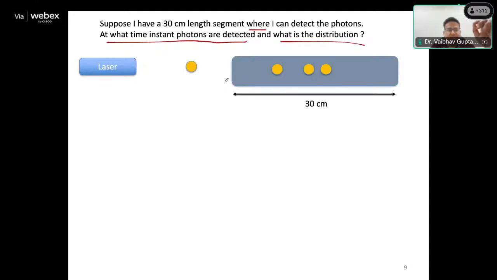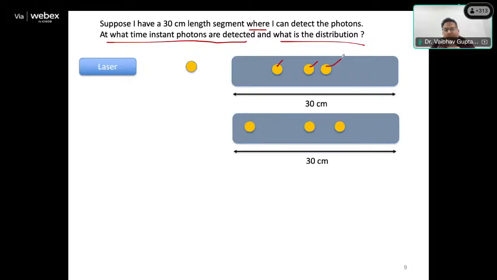So with the laser, a lot of photons keep coming, okay, and then we have this segment of 30 centimeter. Let's say I detect 3 photons like this. One is here, second photon is here, third photon is here. But the next time when I do it, I detect 3 photons here. So now I'm puzzled, like, okay, can you now tell me, when I take again a 30 centimeter line segment, do you know where these 3 photons will be? What would be the location?